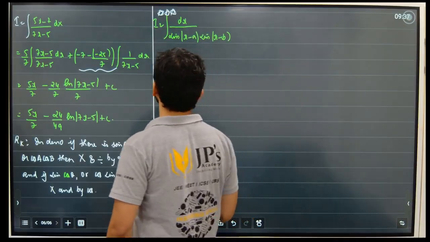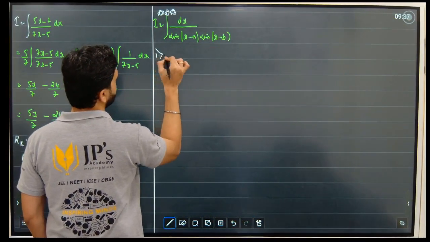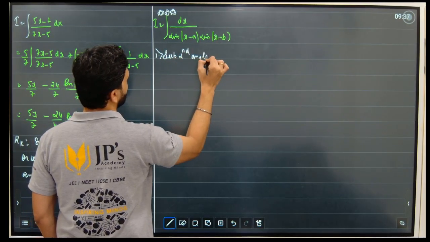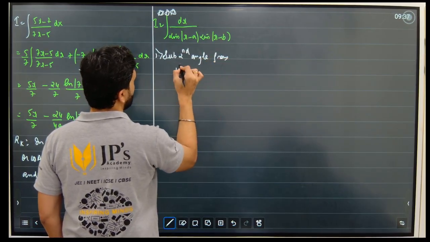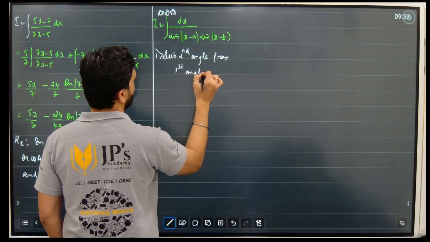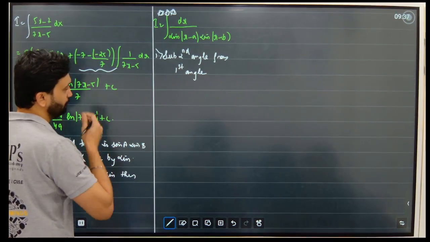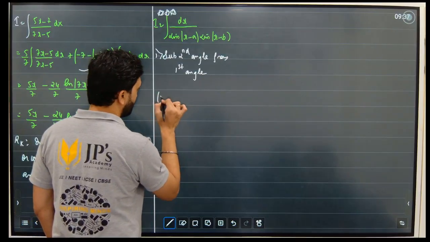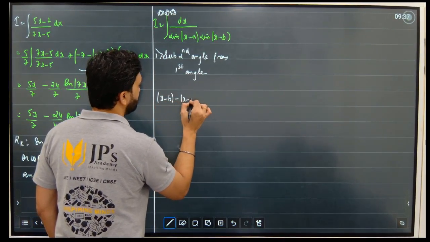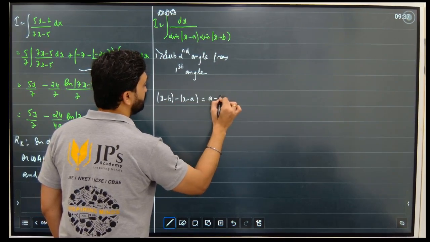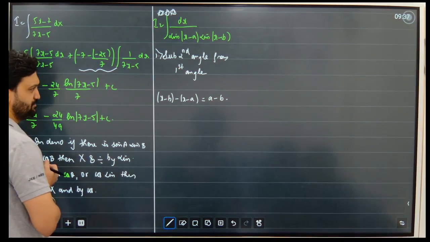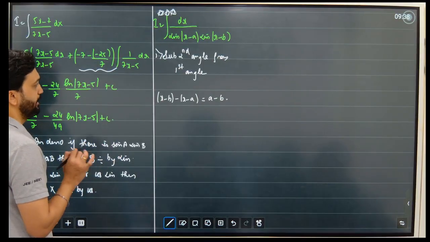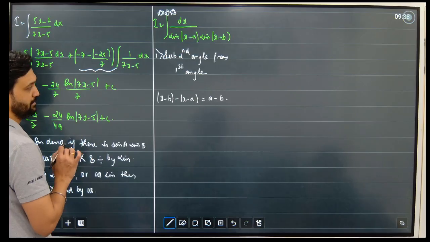Step number 1: subtract the second angle from the first angle. So see what I'm going to do. (x minus B) minus (x minus A) is equal to A minus B.